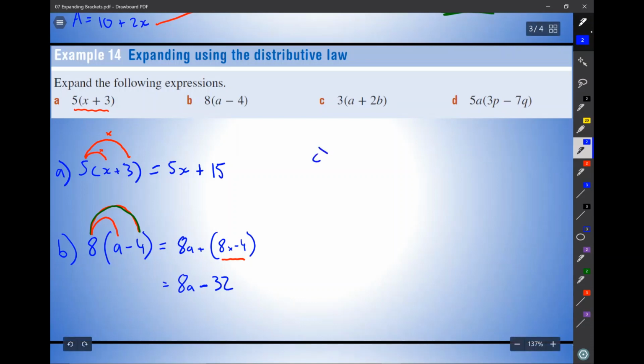So what I want you guys to have a go at now is these 2 examples by yourself, and if you pause the video, have a go. When you start the video again, I'll show you the answer.